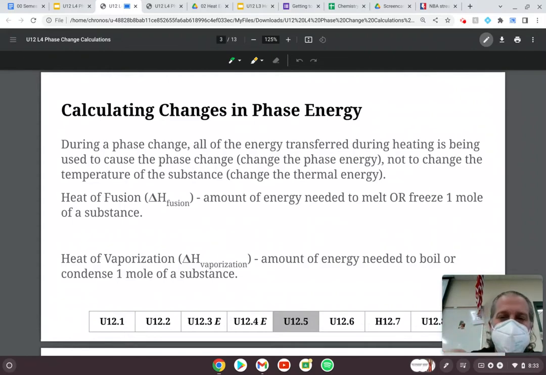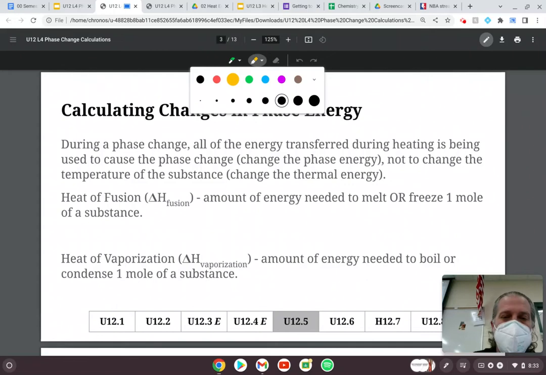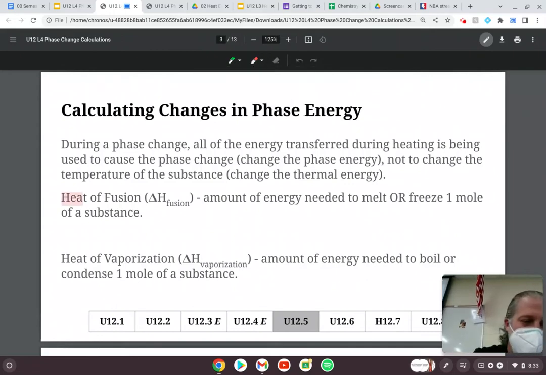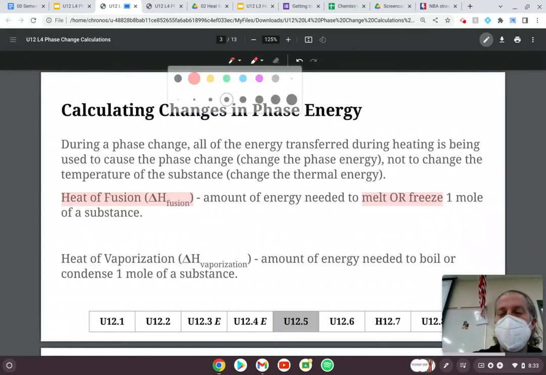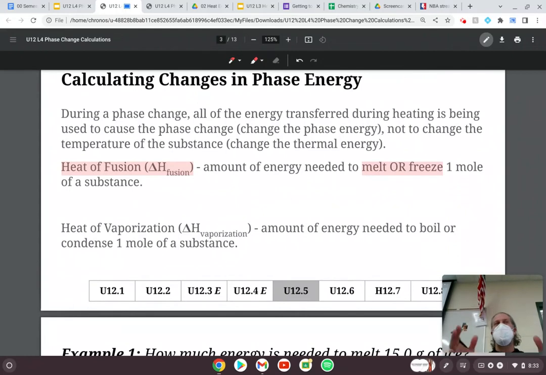Now, there is some new vocabulary that we're going to talk about. The first one is something that we call heat of fusion. Heat of fusion is the amount of energy needed to melt or freeze 1 mole of a substance. So if we are melting a substance, I would like to write out a flow chart or graphic organizer to help you keep in mind what's actually happening. This might become super helpful, and you might refer back to it often.